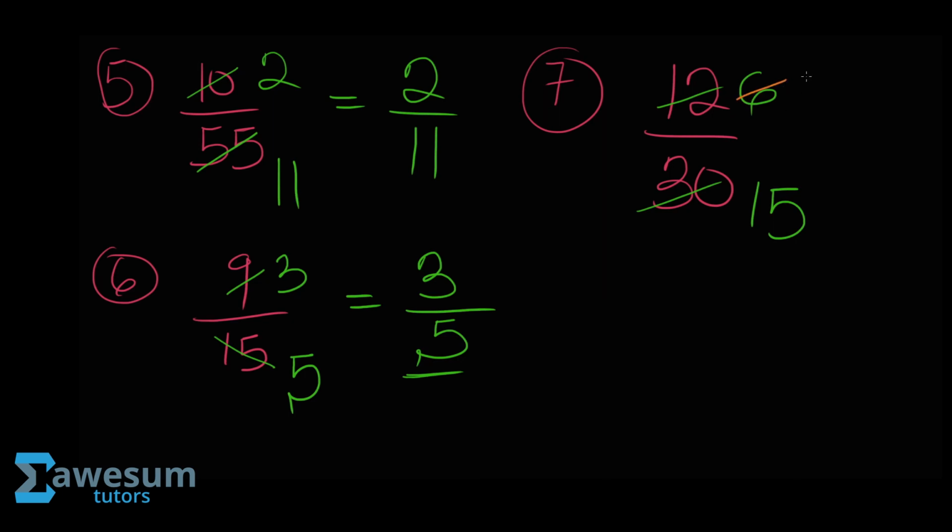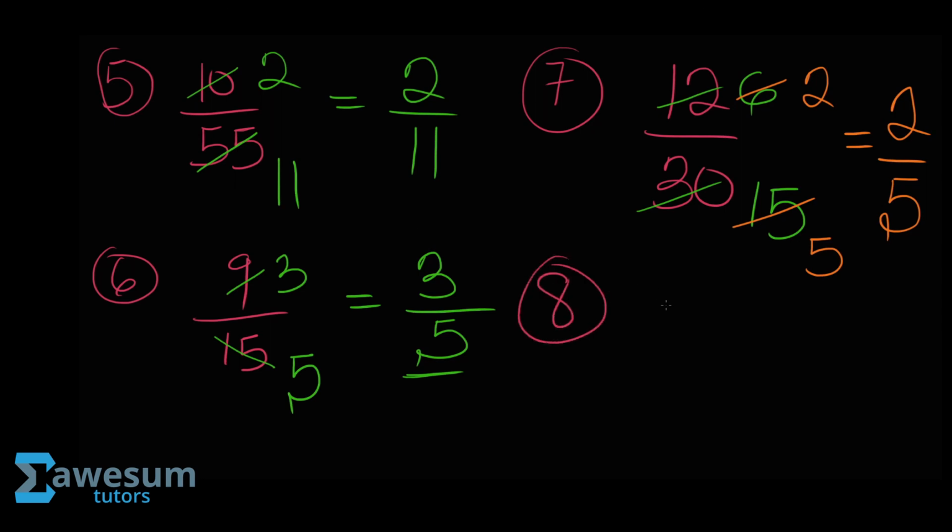So in that case, I would say 3 in 6 is 2. 3 in 15 is 5. Can you see that right there? Now I have 2 over 5. Can anything divide again except 1? No. So that means we've been able to divide to the smallest term of 2 over 5. Very easy.